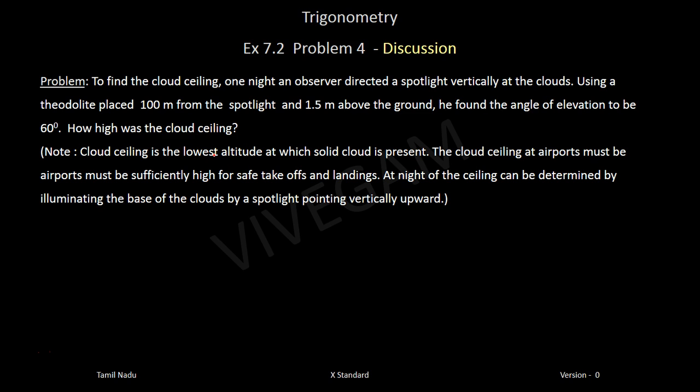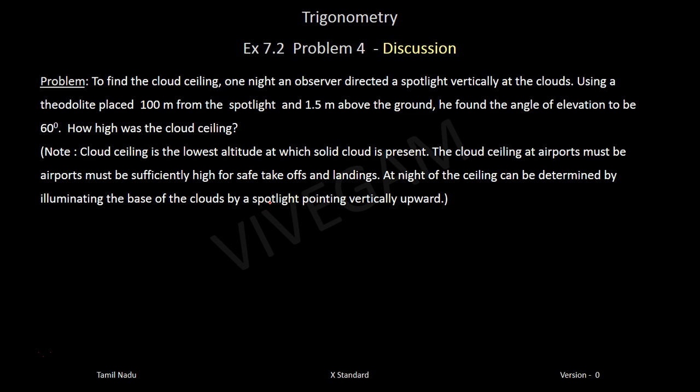Okay, note, cloud ceiling is the lowest altitude at which solid cloud is present. It's quite a bit of heavy cloud actually. The cloud ceiling at airports must be sufficiently high for safe takeoffs and landings. At night, the ceiling can be determined by illuminating the base of the cloud with a spotlight pointing vertically upward. Okay, let's not worry too much about it.